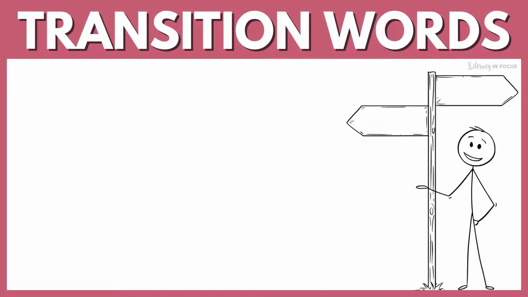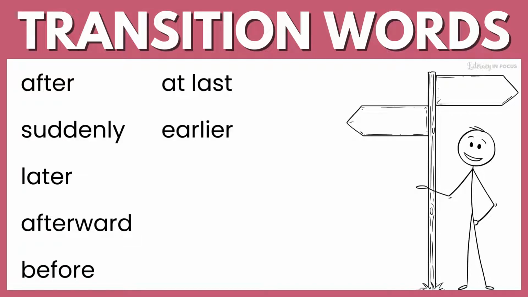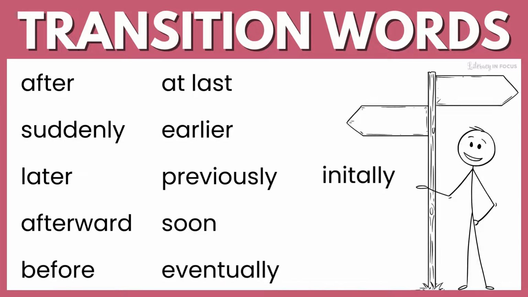Let's take a look at some more. As each word is listed, think about how it could help guide readers through your narrative. After. Suddenly. Later. Afterward. Before. At last. Earlier. And previously. Can you add 5 more? How about soon, eventually, initially, once, or while? Read through the entire list and pick 3 to include in your narrative.